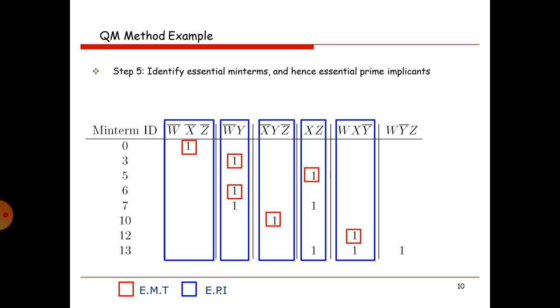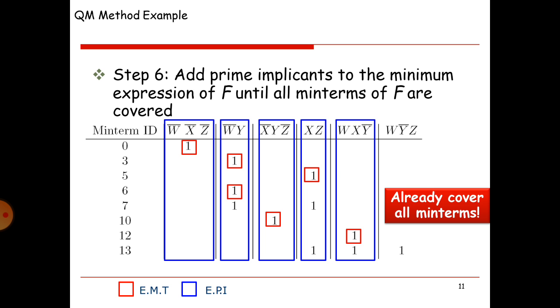So the next is you have to make the group. The same table you have to make the group. Step 5. Step 6, add prime implicants to the minimum expression of F until all minterms of F are covered. So already we have covered all minterms.